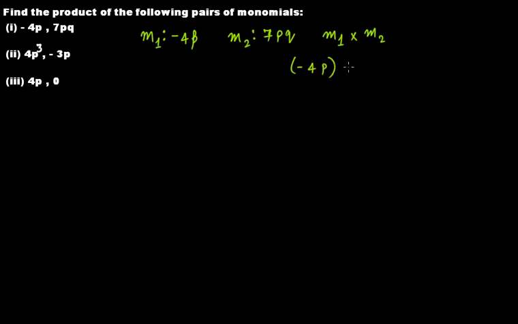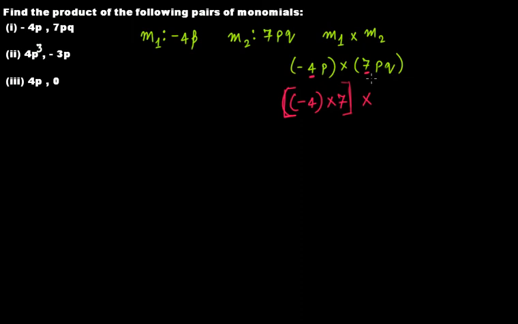and m2 is 7pq. Now, as we have discussed earlier, whenever you have to multiply two monomials or three or more monomials, then you always group together the numerical coefficients. In this case, minus 4 is the numerical coefficient of m1. So minus 4 multiplied by 7. 7 is the numerical coefficient in 7pq. You group them together and multiply.